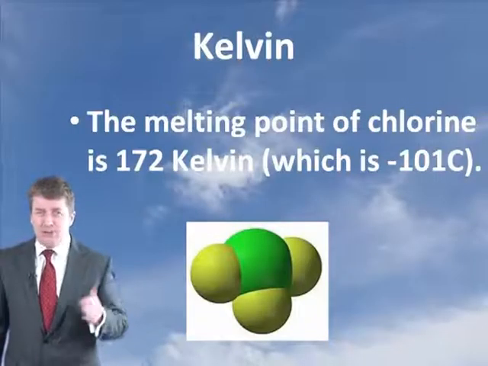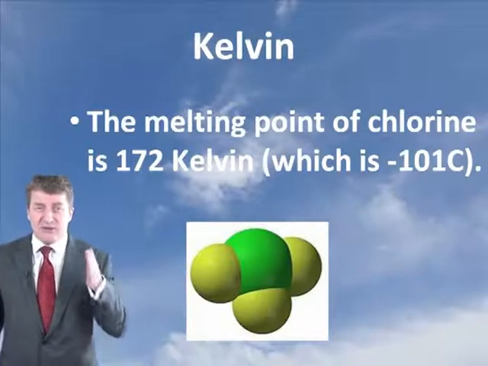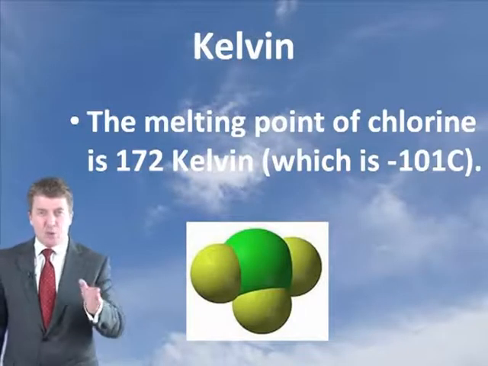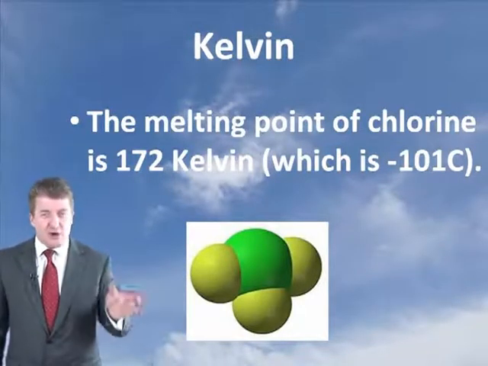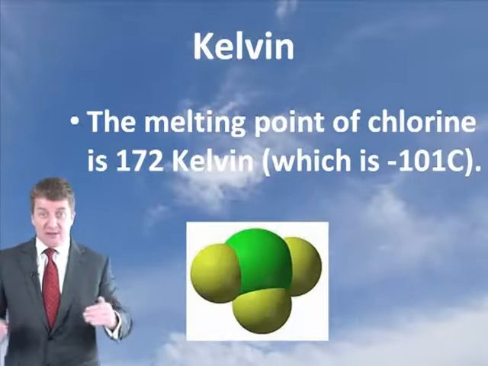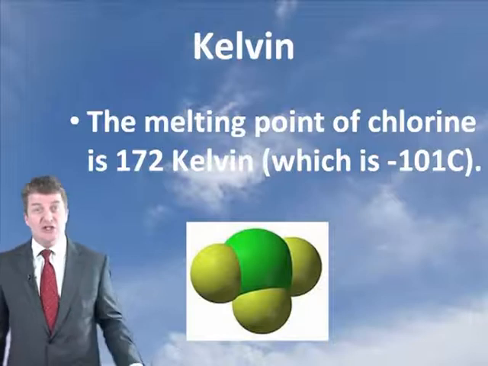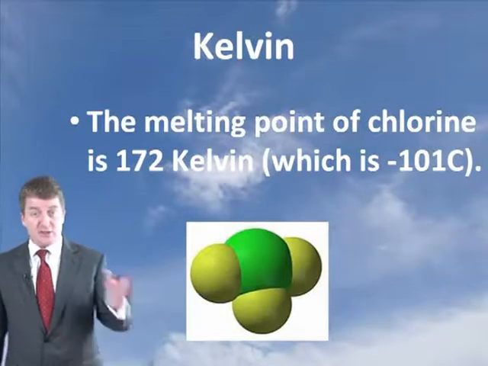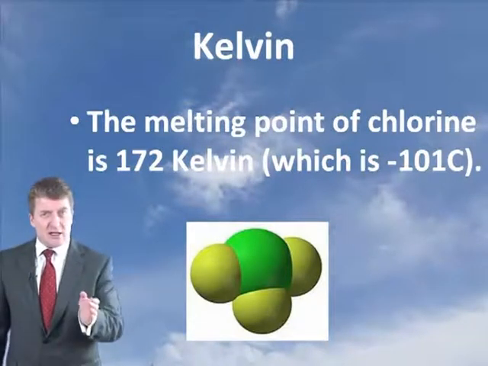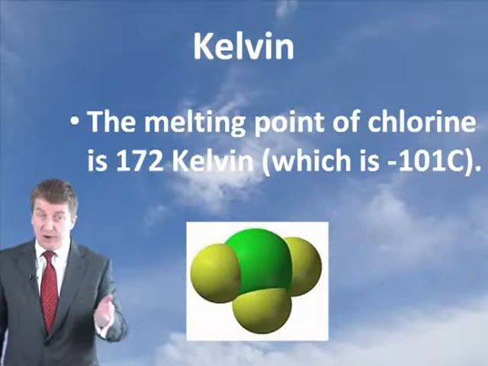Now, the melting point of chlorine is 172 degrees Kelvin, which is minus 101 degrees C. So if you heat up these three elements up to minus 101 degrees C, the chlorine will turn into a liquid, so it will turn from a solid into a liquid. The water and steel will still be in a solid form.